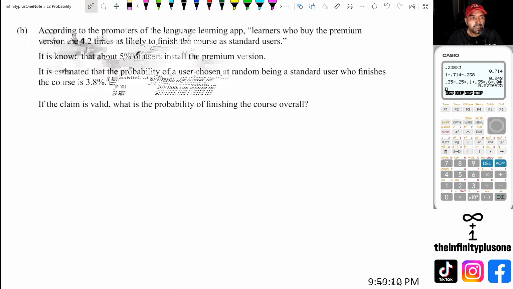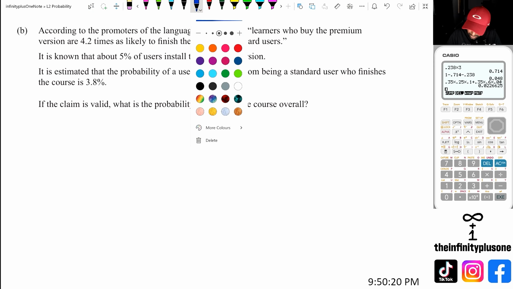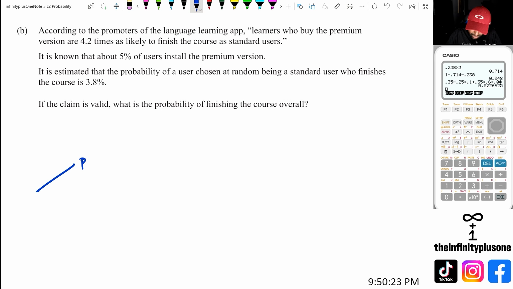Okay, so part B of this question is, according to the promoters, learners who buy the premium. So that's a statement, so we're going to try and figure it out. 5% of the users install premium. So we're going to draw a quick tree here. So we've got premium and standard user. Premium is going to be 5%, so it's 0.05. 95% standard. And then they basically say that the probability of a standard user finishing is 0.38. So finishes, not finishes. And so we're going to get 0.038.